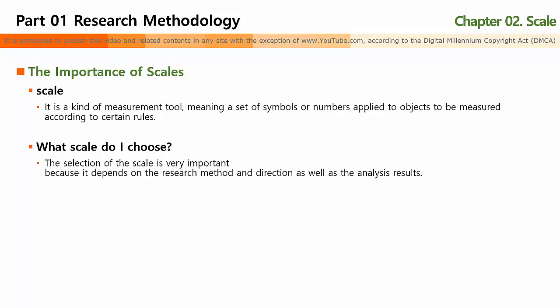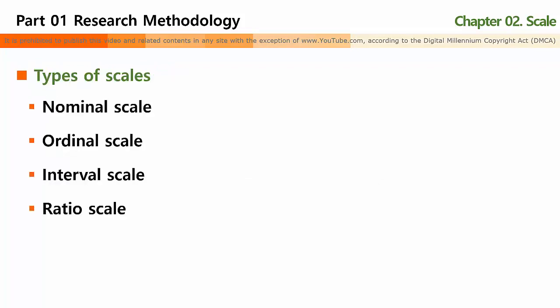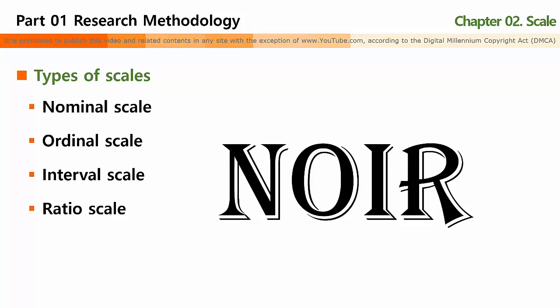The scale is divided into 4 types as follows: nominal scale, ordinal scale, interval scale, and ratio scale. We must memorize these 4 scales. It is easy to memorize the initial of each scale name. It is noir. As you all know, noir is the same as black in French, so I intentionally expressed the letter in black. Can you memorize it? If you cannot memorize right now, do not be in a hurry, but take time to memorize them.